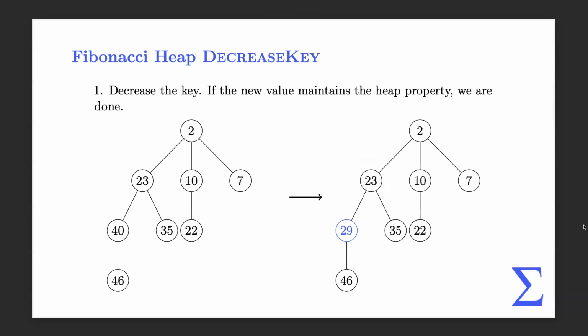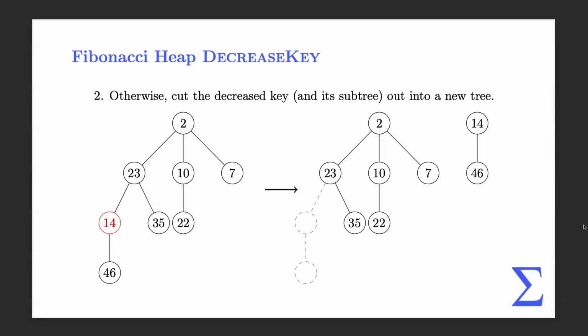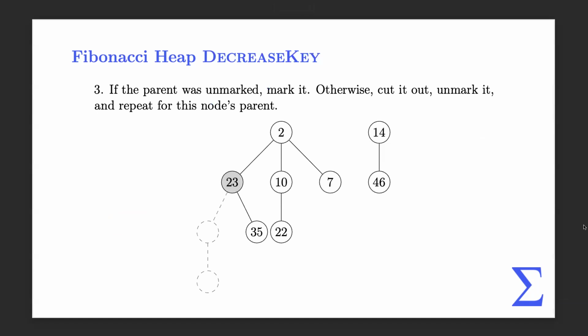Find min is again constant time because we maintain a pointer to the minimum, so pretty trivial. And decrease key: first we decrease the key. Here 40 became 29, and if the new value maintains the heap property, we're done. But if not, like in this new example where we change it to 14, 14 is less than 23, so it doesn't, so we cut out this little subtree and it becomes a new tree. And then we have to mark 23, because we removed one of the nodes.